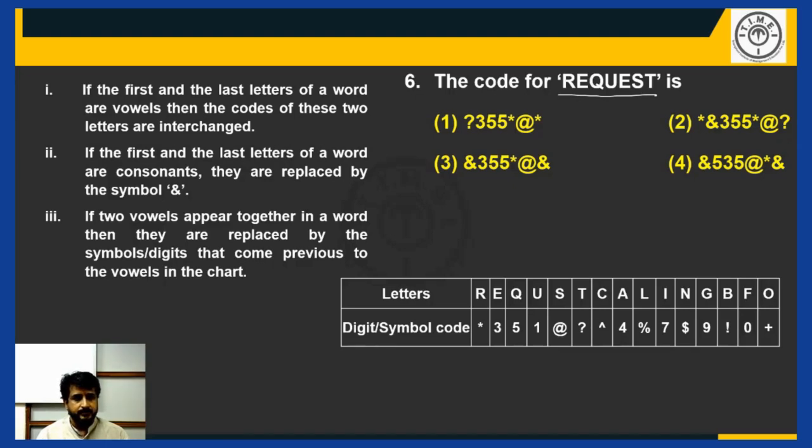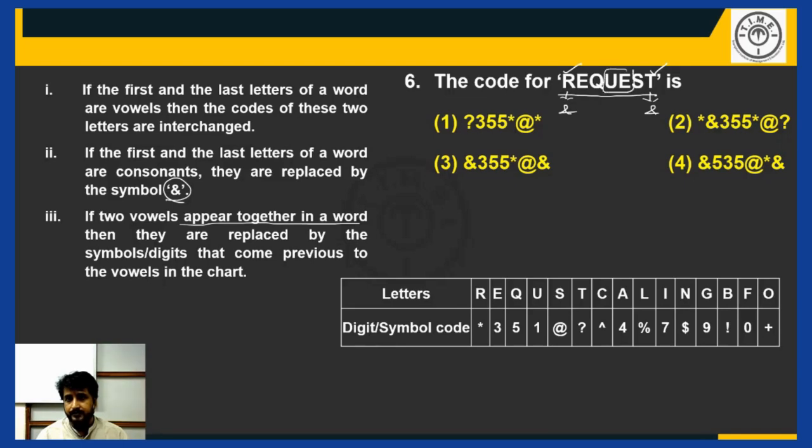According to that, the first and last letters, R and T, are consonants. So those two have to be replaced by what? Symbols: R is replaced by the percent symbol and T is also replaced by percent, because R and T are consonants. So the first and last letters of the word are consonants, and they are replaced by the symbols. But we have one more rule. If two vowels appear together in a word, in the word request, do we have two consecutive vowels? Yes.